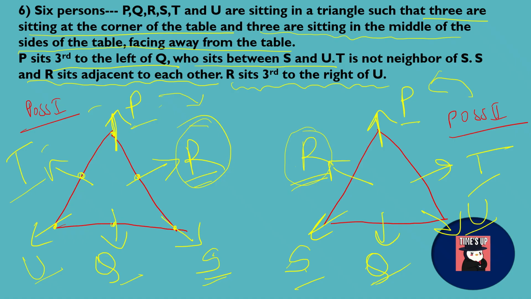P sits third to the left of Q. Have I made any mistakes, children? Students, have I made any mistake? Tell me. I don't think so. Because both the possibilities are correct. If you come in the clockwise direction, the first possibility is correct. If you come in the anti-clockwise direction, in the second possibility you also get the same arrangement. Correct?